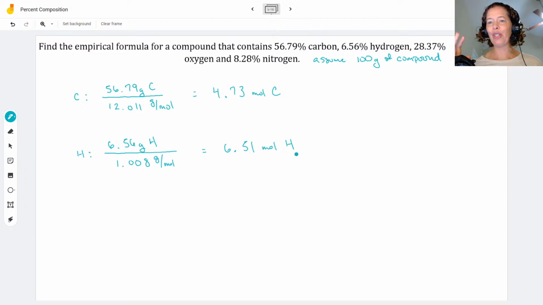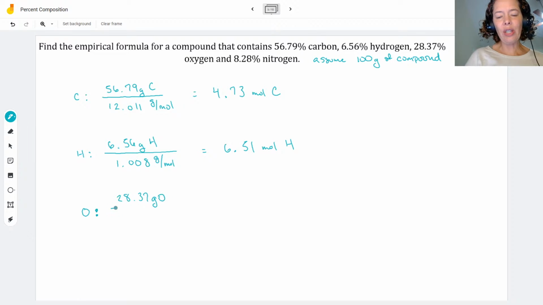Okay, we're almost there. We've got 2 more to do. Maybe I should say we're halfway there. So that was hydrogen. Now let's do oxygen. Again, assuming 100 grams of compound, we have 28.37 grams of oxygen divided by the molar mass of oxygen, 16 grams per mole, is going to give us 1.77 moles of oxygen. One more to do, and then I'll show you what the next step is.